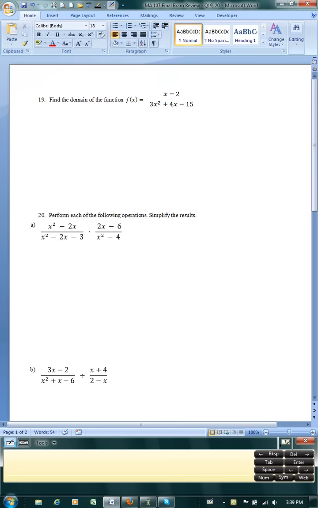Math 107, Final Exam Review, questions 19 and 20. Question 19. Find the domain of the function f of x equals x minus 2 over 3x squared plus 4x minus 15.